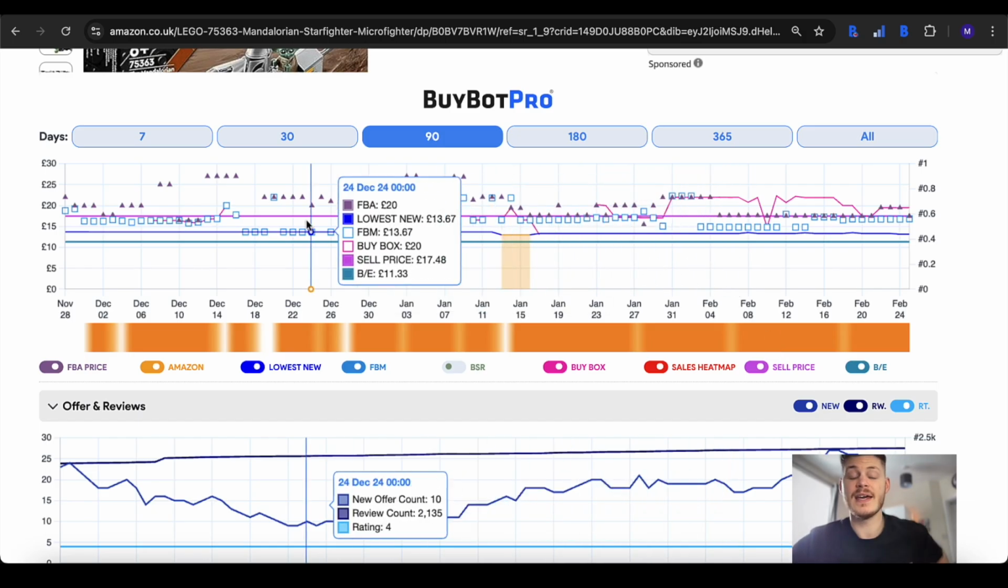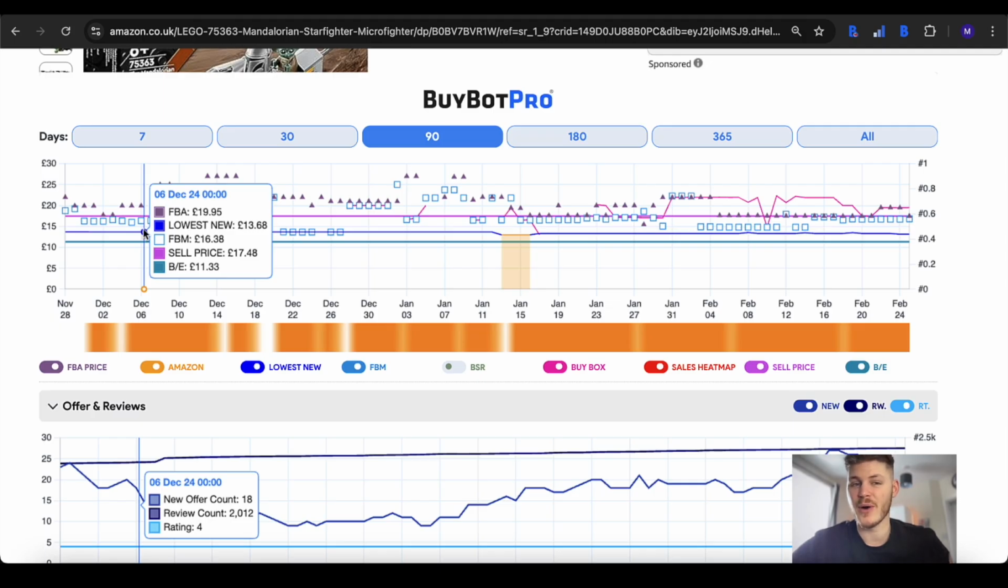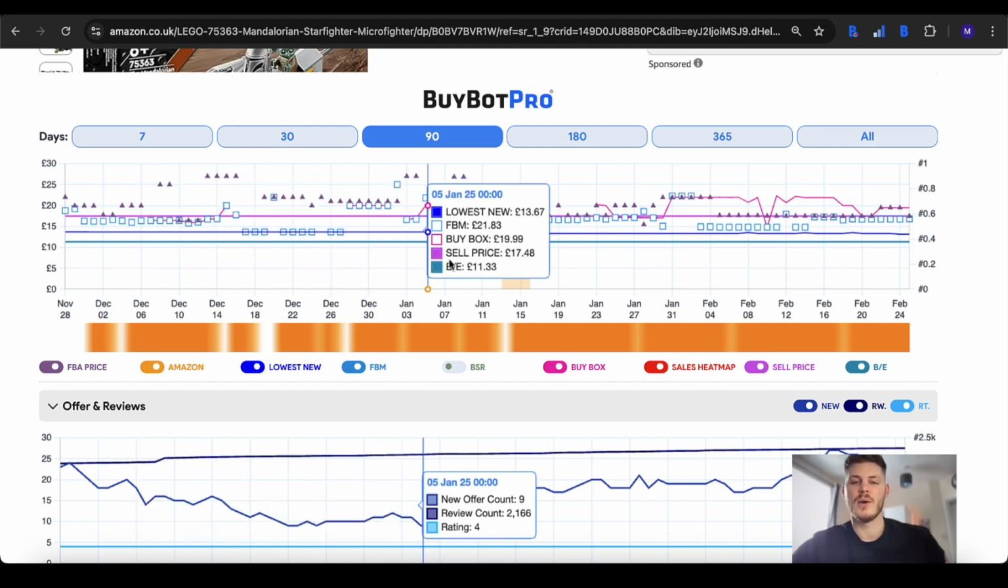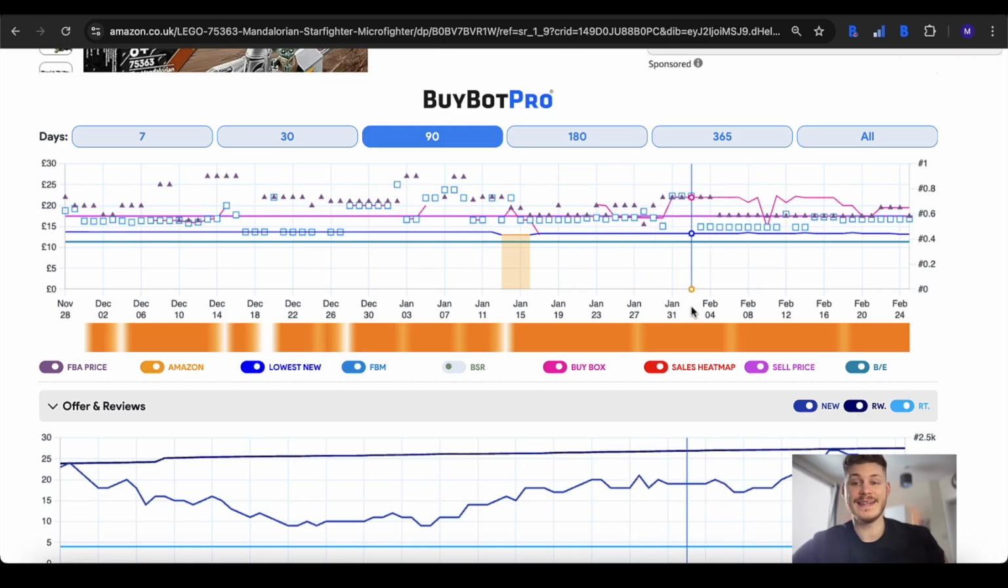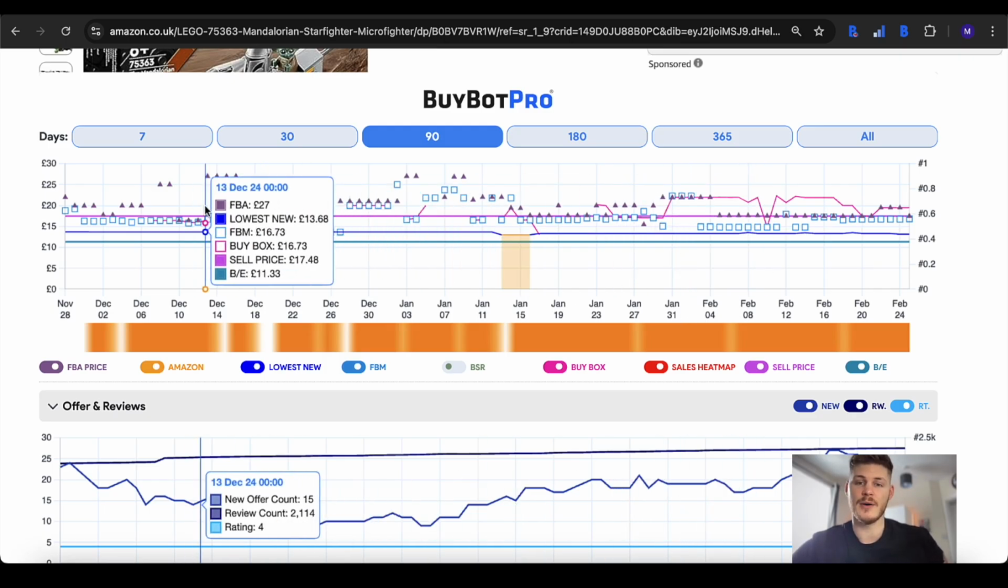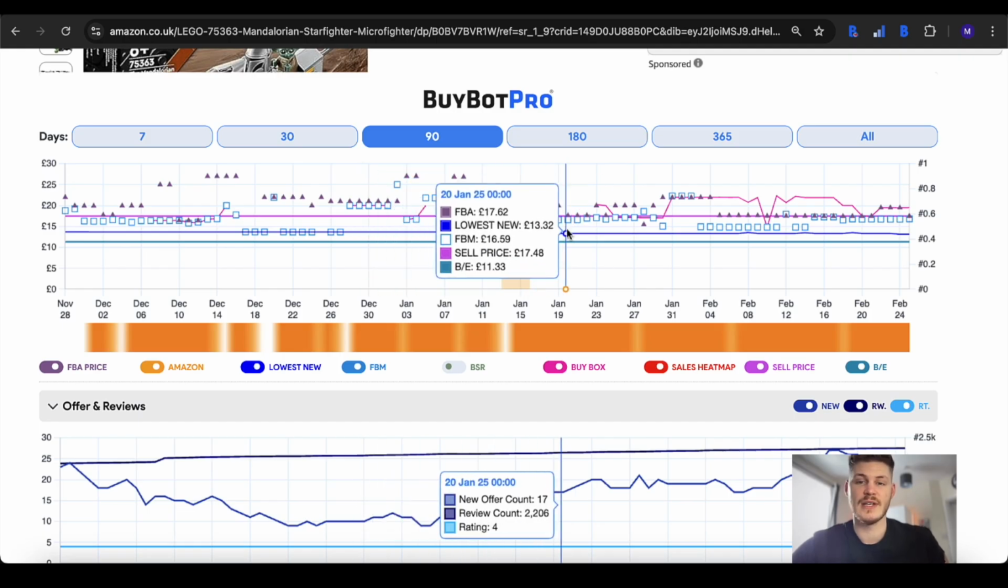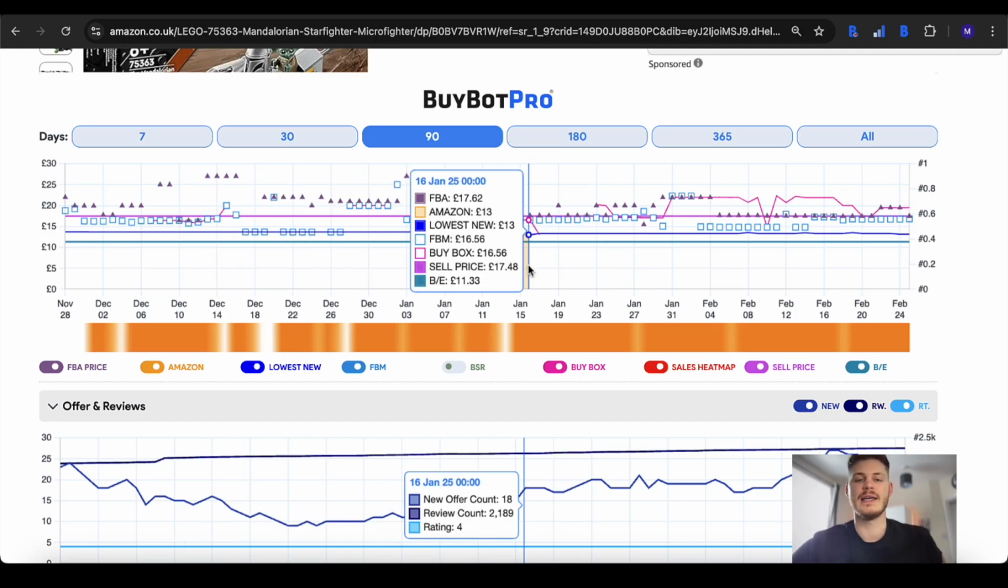In this case, given that it's only about £1 below, I would say, for me personally, I think that's okay. I think that's fine, and I think in a lot of cases that would be fine. It's the break even we want to look out for. Now, in this case, we are seeing that the buy box and, well, none of the prices really on here are going below our break even.